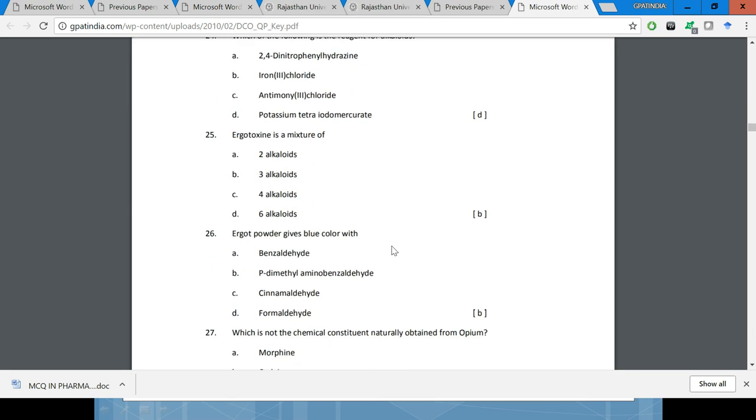Next question is, ergotoxine is a mixture of. Earlier ergotoxine was considered a single component, but actually it is not. It is a mixture of 3 alkaloids, which are ergocristine, ergocornine, and ergocryptine. So the correct answer is B.